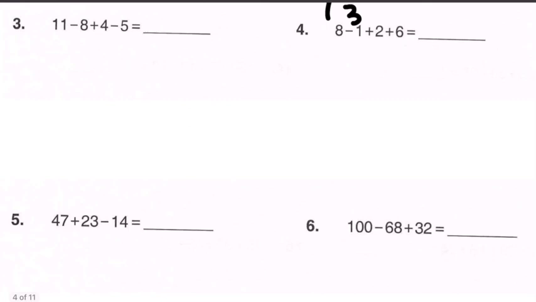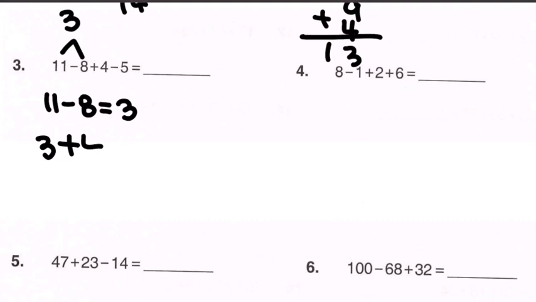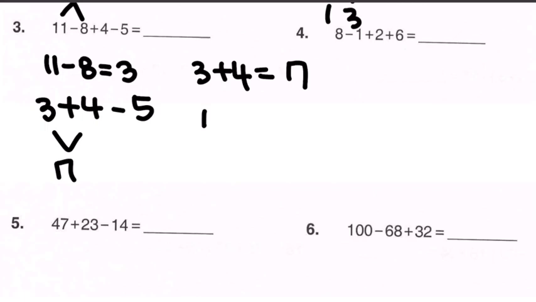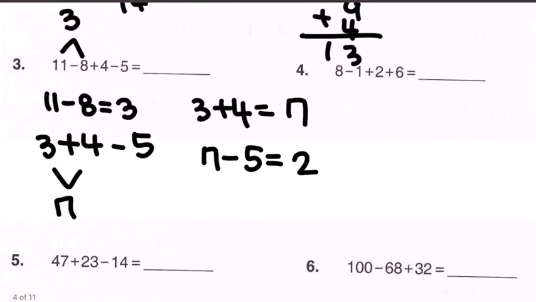Now let's solve question number 3. This time we have 4 different numbers. 11 minus 8 plus 4 minus 5. Again, we're going to start from the left side. We have 11 minus 8, which is 3. Now, we know that 11 minus 8 is 3. And we're left with 3 plus 4 minus 5. From the remaining numbers, we're going to, again, start from the left side. So we're going to do 3 plus 4. And we know that 3 plus 4 is 7. Finally, we're left with 7 minus 5, which is 2. Therefore, we know that 11 minus 8 plus 4 minus 5 is 2.